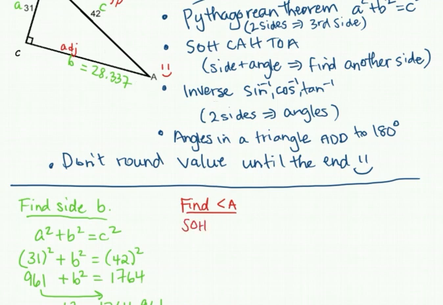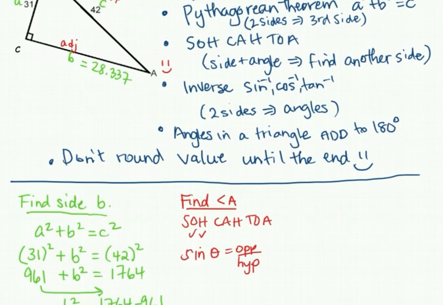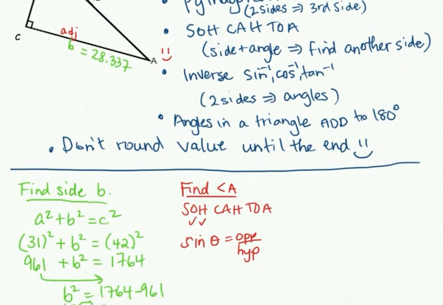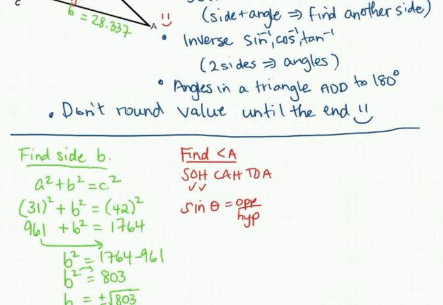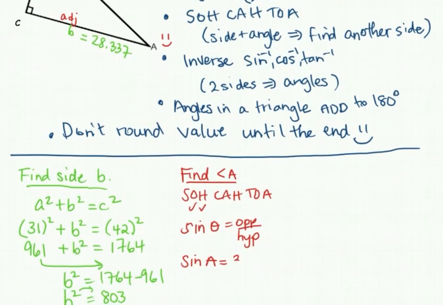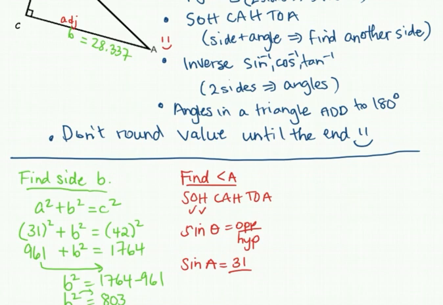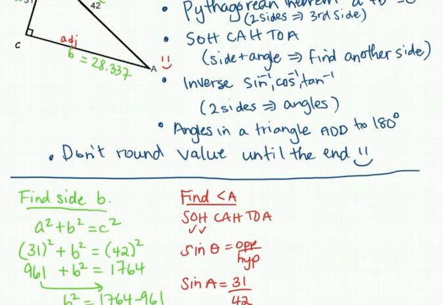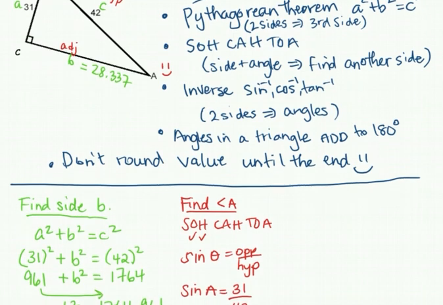Okay, write out Sohcahtoa. So the ones that have opposite hypotenuse, that's sine. Okay, so we want the sine function here. Let's just write it out. And yeah, let's fill it in. Okay, so the theta, that's angle A. The opposite side was 31, and the hypotenuse was 42. Okay, so we're going to double check those. Standing at A, opposite is 31, hypotenuse is 42.